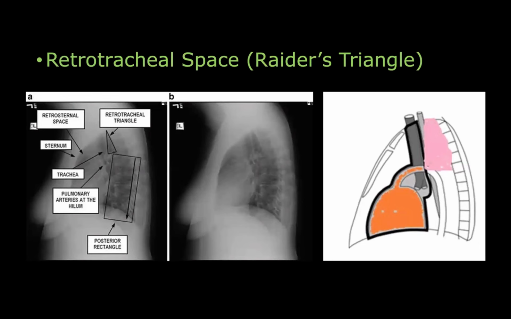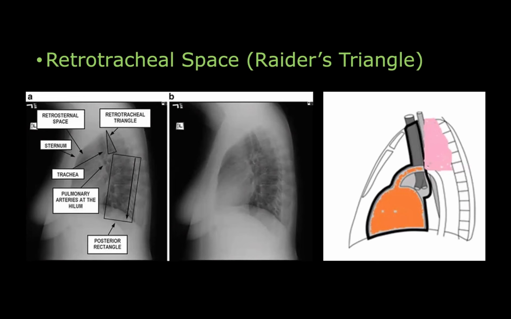This space is called the retrotracheal or Raider's triangle. And it's a bit funny. I remember something from when I was a resident. There was a lecturer who came, he's now my supervisor, and he removed the R and put an H because his name was Hader, and he called it Hader's triangle. Don't forget to look at Hader's triangle.